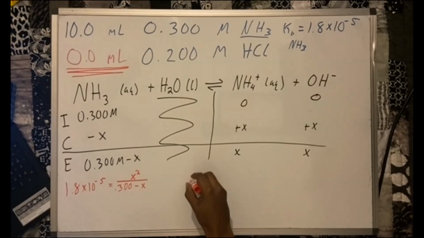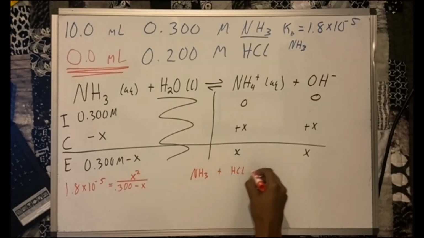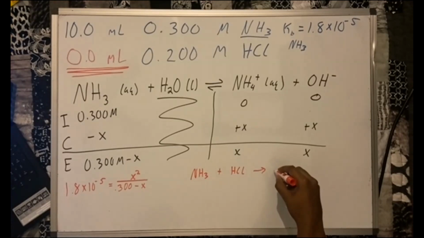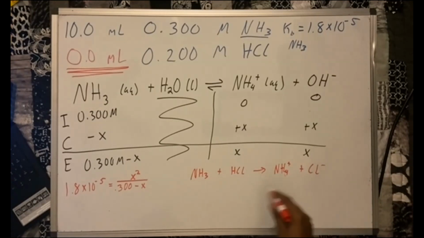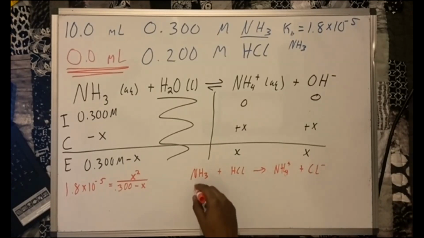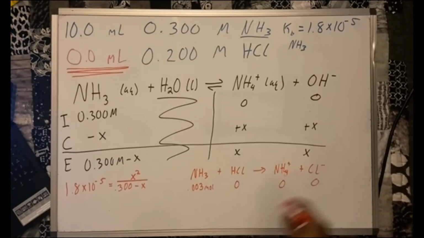What you're talking about is your NH3 plus your HCl gets you your NH4 plus Cl minus, right? That's the limiting reactant table we would have done. But this would have been 0.003 moles, right? And then 0 moles right there, 0 moles, and 0 moles, right? And the limiting reactant here is this, but it's 0.